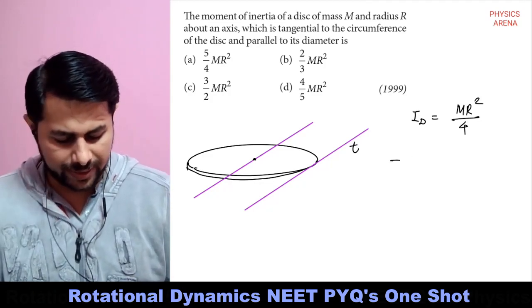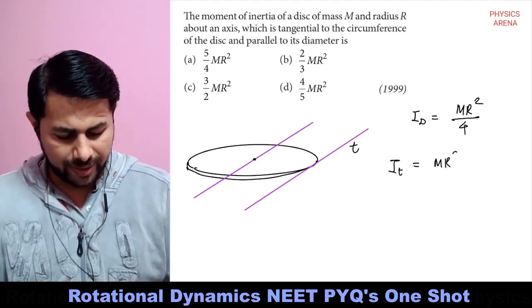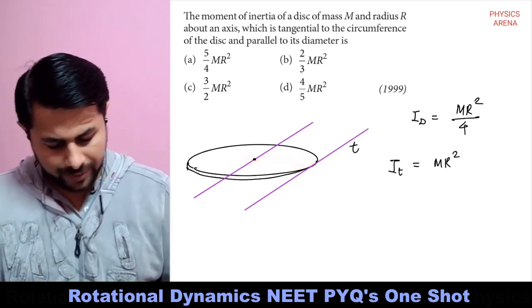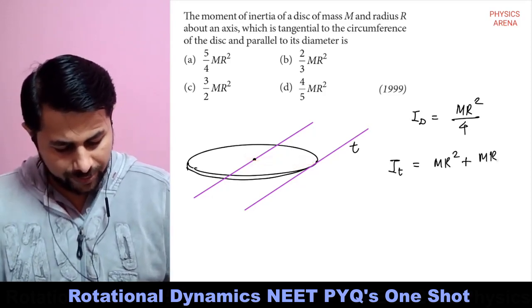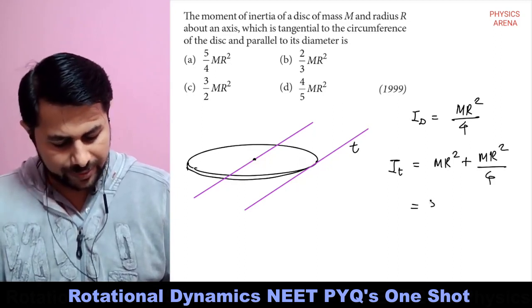So this is the tangential axis. I_T, using the parallel axis theorem, will be MR square, which is Mh square because h is equal to R, plus MR square upon 4. So 5 by 4 MR square is the answer. Option A.